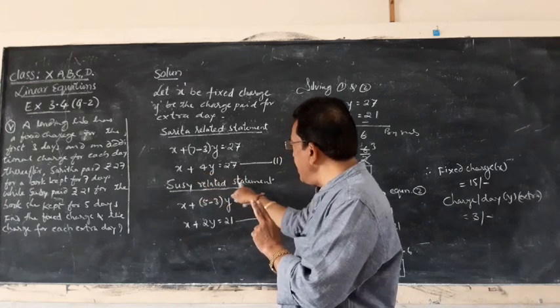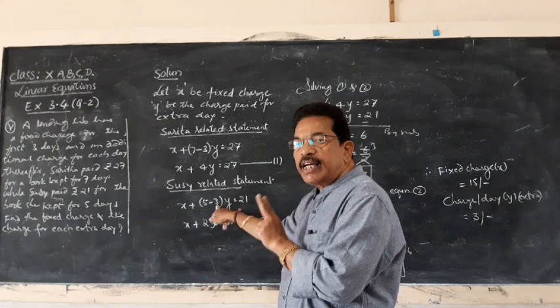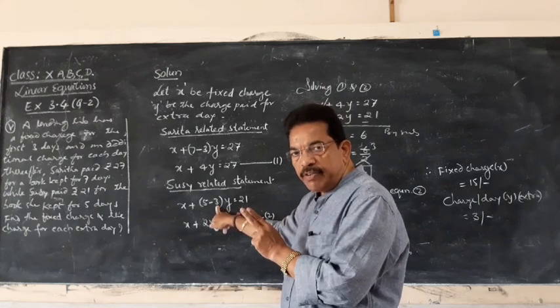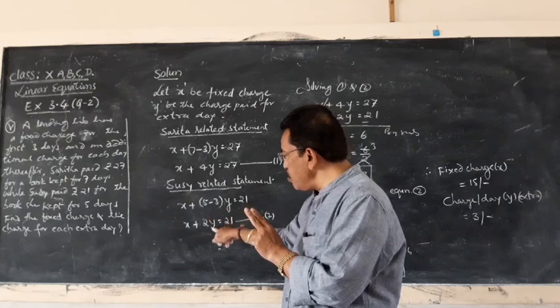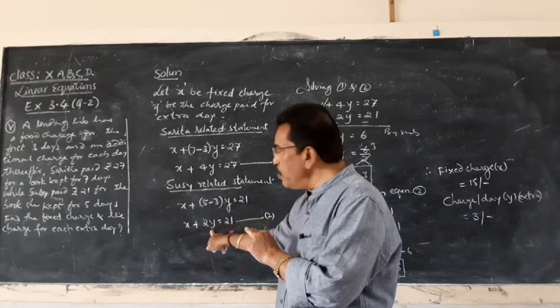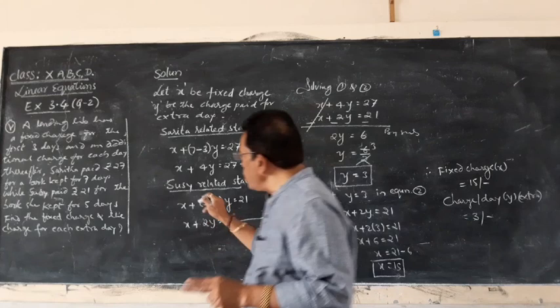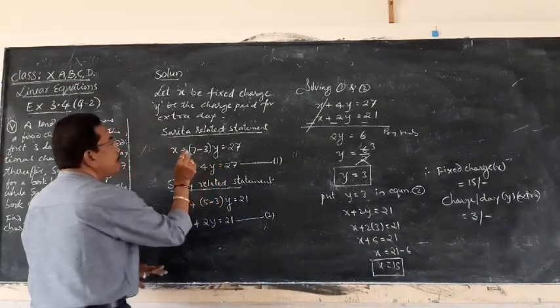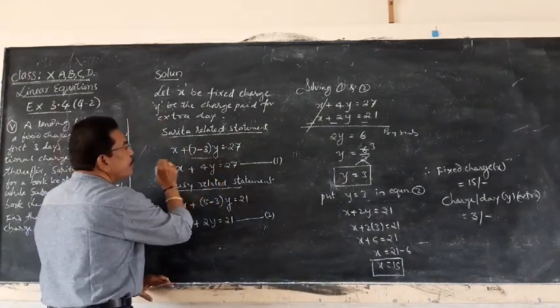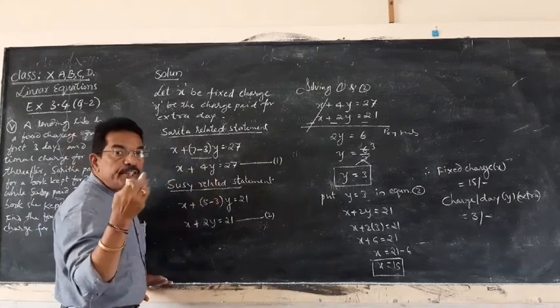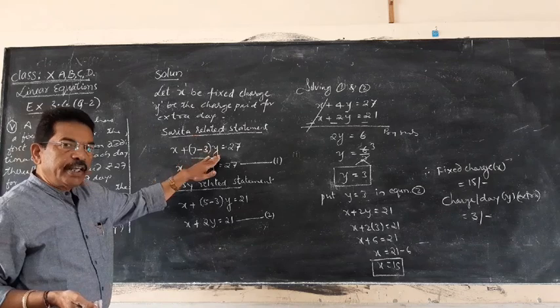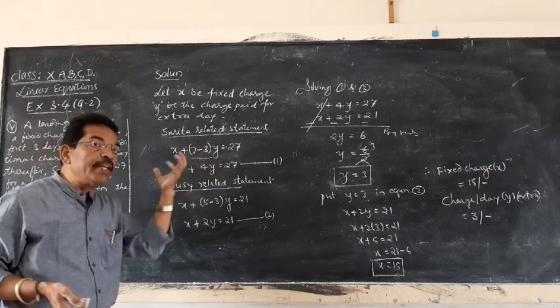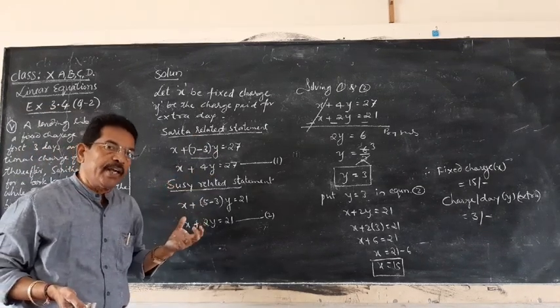Then Susi's related statement. She has taken 5 days. 3 days is a different rate, that is concession. So 5 minus 3, she has to pay extra charge for 2 days. So to understand the particular way of thinking related to this problem, I have written that 7 minus 3 to clarify the meaning of the statement.